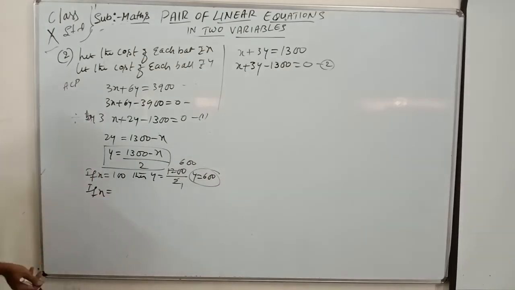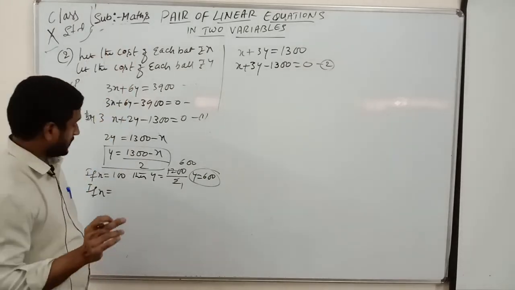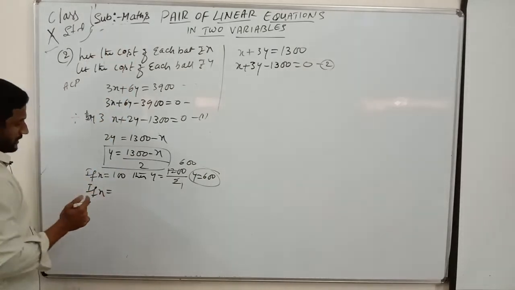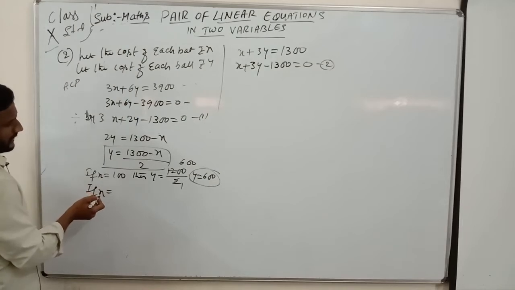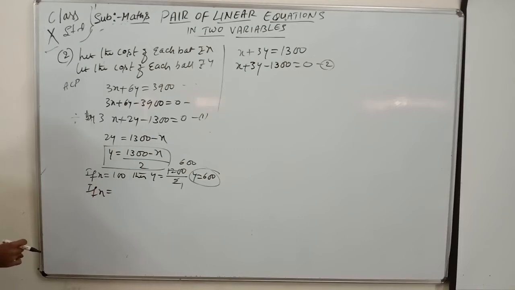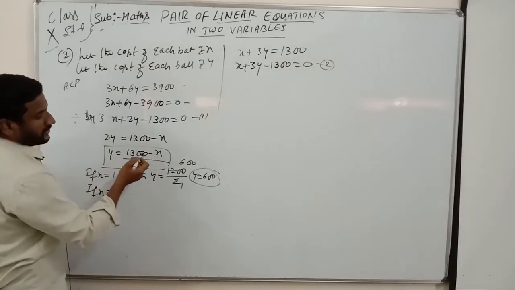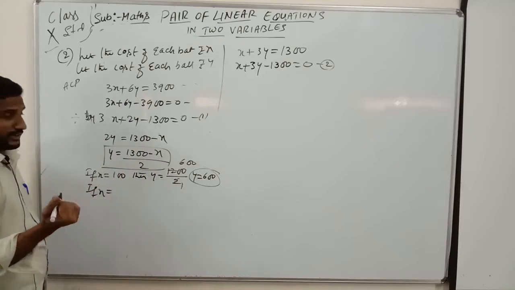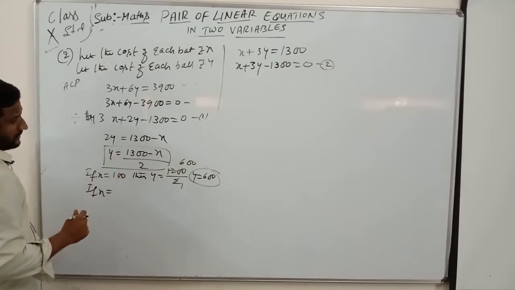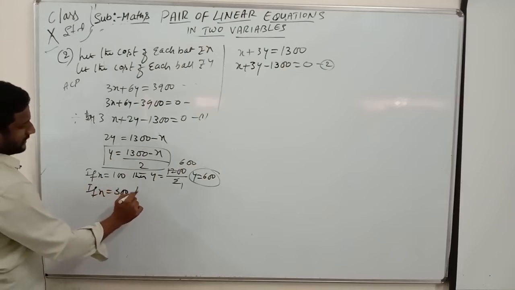Always 2 values are required here. In order to draw a straight line, 2 points are necessary. So therefore 2 values are compulsory. So for the x value, one more value we can take here. Which number? 300. X value 300. Taking 300, 1,300 minus 300 gives 1,000. 1,000 divided by 2 gives 500.